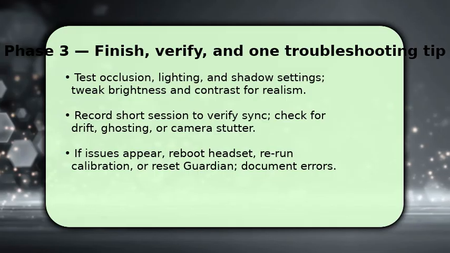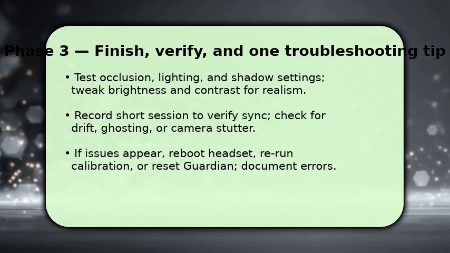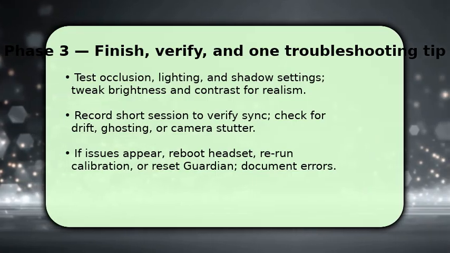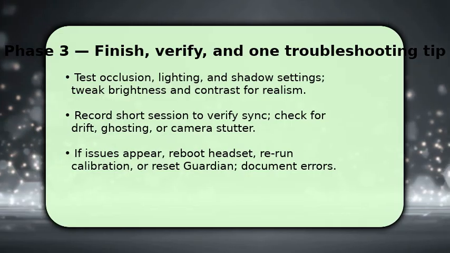If problems appear, reboot the Quest, rerun Guardian calibration, and reattach anchors. As a key troubleshooting tip, reset the Guardian and remap anchors first. It solves most alignment and drift issues.